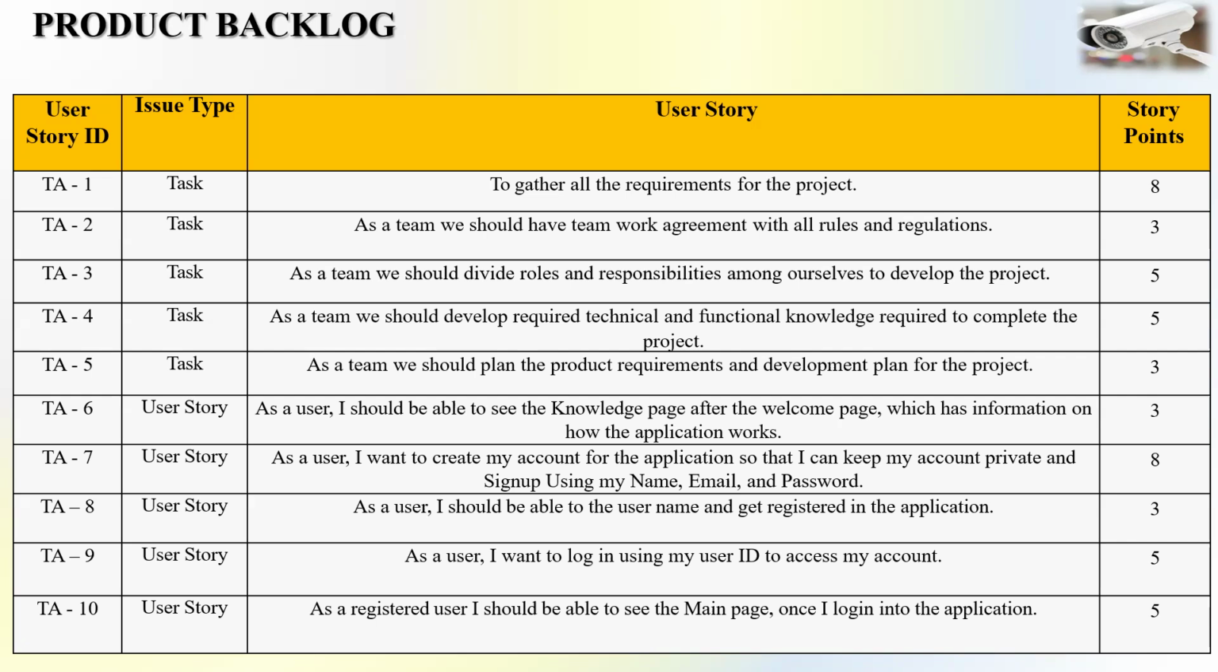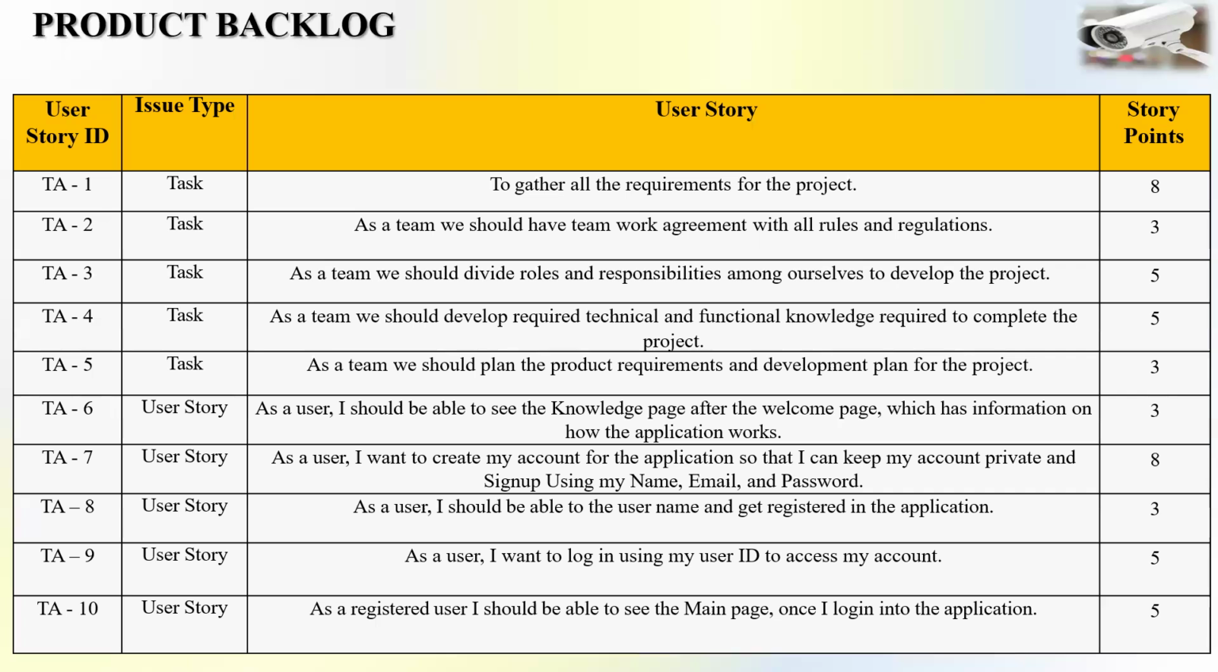And for task 5, as a team, we should plan the product requirement and development plan for the project. We have assigned 3 story points for that. So coming to the user stories, as a user, I should be able to see the knowledge page after the welcome page, which has information on how our application works. For that, we have given 3 story points.